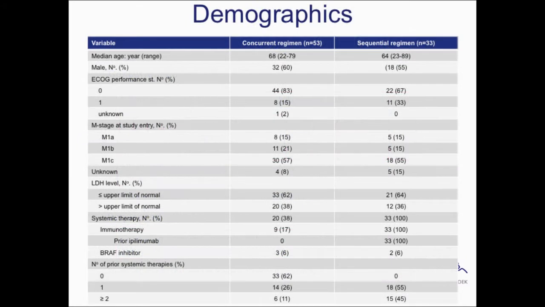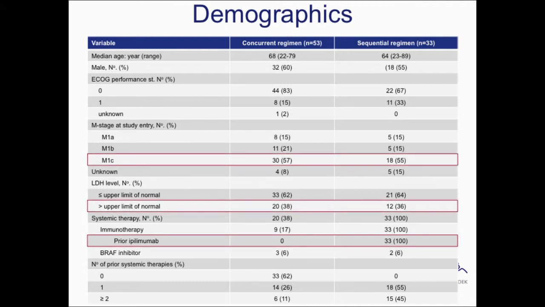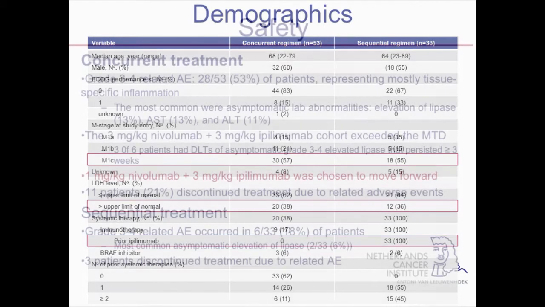So if you look at the patient population, again, this is a normal patient population for melanoma, with a large proportion of patients having M1c disease, and of course also patients having an LDH which was above the upper limit of normal in about 1/3 of the patients.